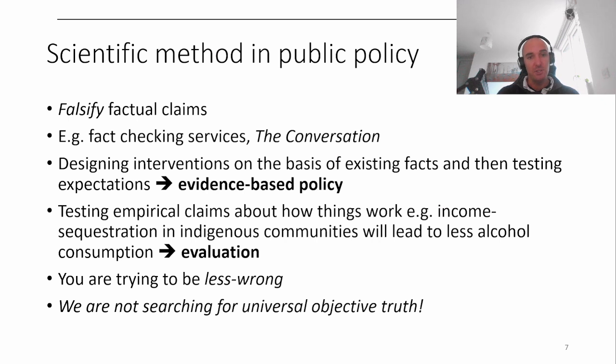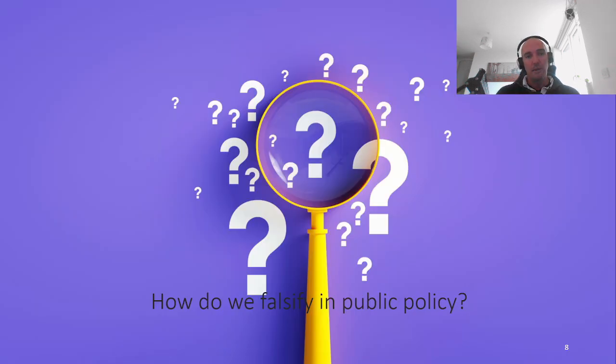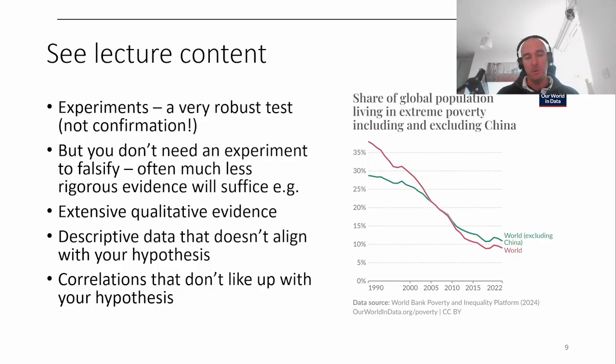This is often a criticism that you get of the what works ideology from sociologists and anthropologists, and I think broadly these people don't know what they're talking about. All right, so how do we do this falsification in public policy? Well, this is where we get into the lecture content, so I just have one slide to remind you. So one of the main things we can do is experiments.